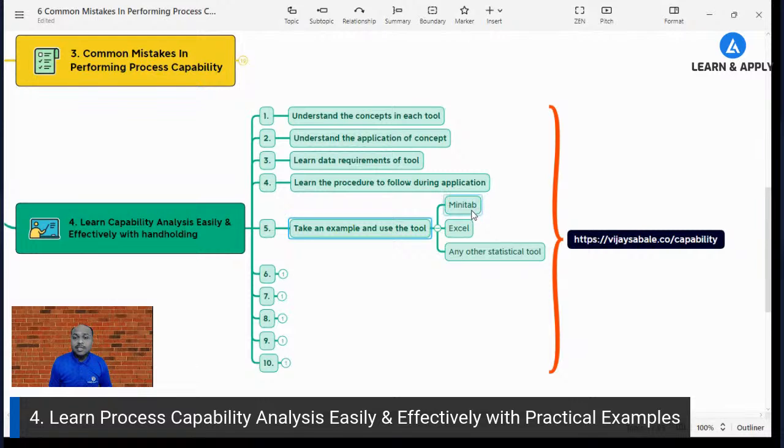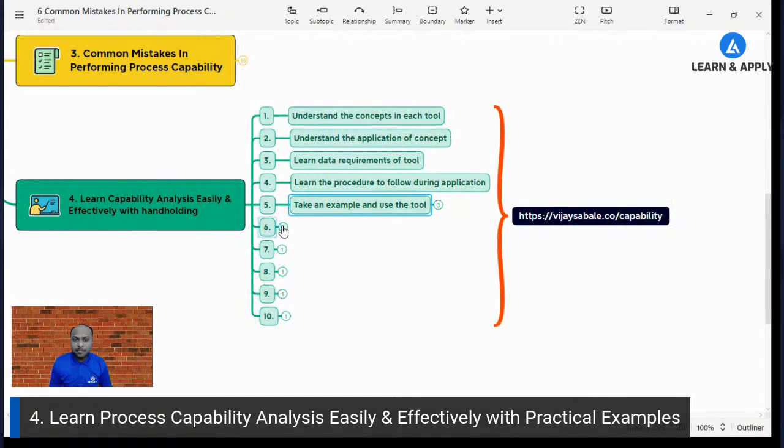Now if you have access to Minitab, you can use Minitab, or even if you don't have access to Minitab, you can also use Excel or any other statistical tools to perform this capability analysis. As a part of my program, I have explained how we can perform this process capability analysis using Minitab, Excel, as well as Sigma Excel. So you will get the entire details there.